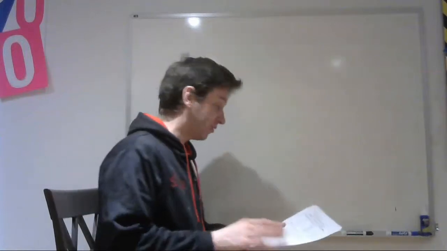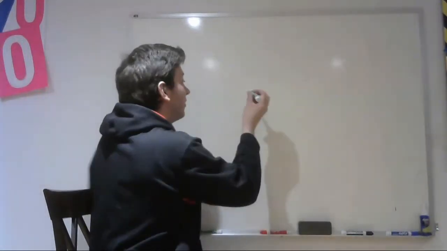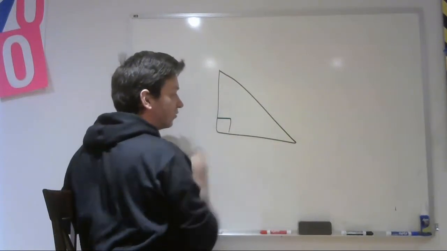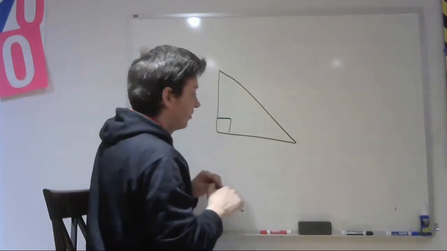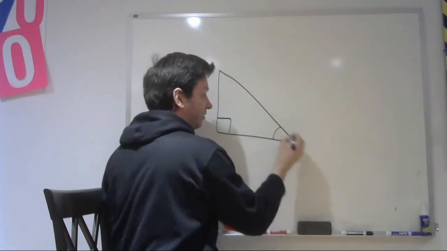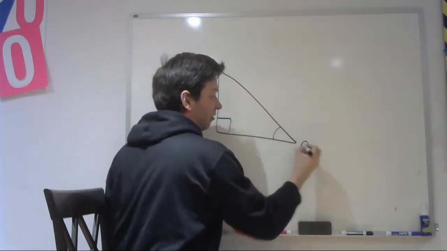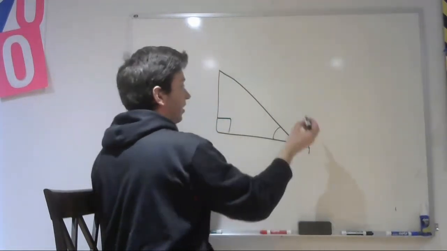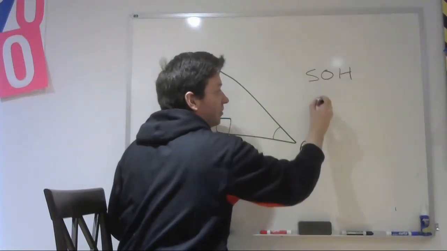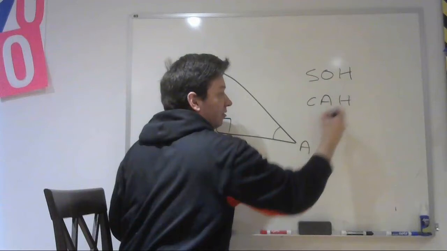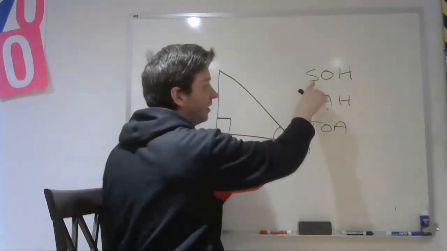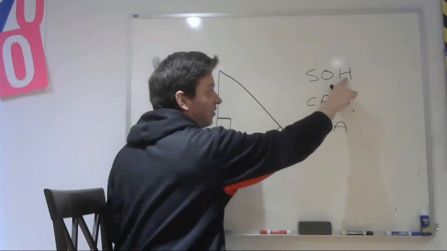So what do I mean by trig ratios? I mean, whenever you have a right angle triangle, then we can use a trig ratio. If this is some angle, let's call that angle A, we can use a trig ratio, SOH CAH TOA. Do you remember that? Okay, so this means sine equals opposite over hypotenuse.